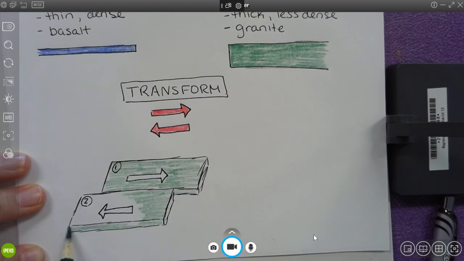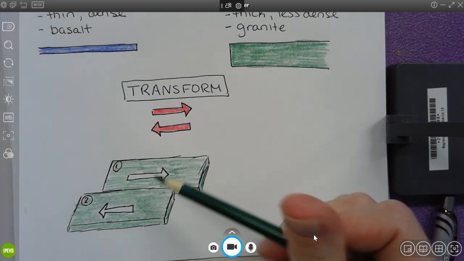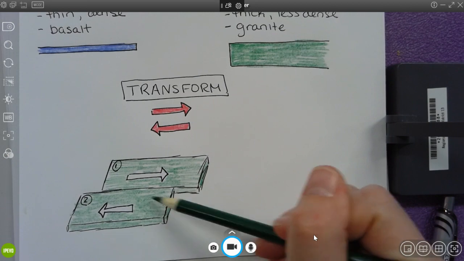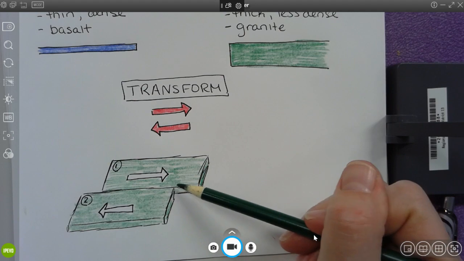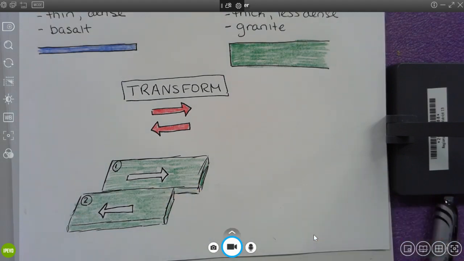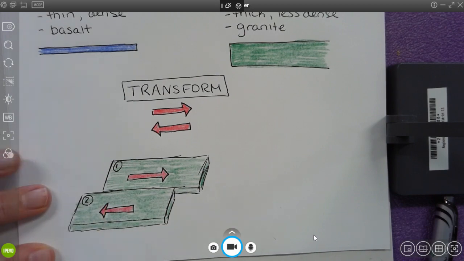Now the thing with a transform boundary, one thing to take note of, okay, these arrows are showing relative movement. What this means is only one of these plates may be moving. So let's say of these plates, 1 and 2, only 2 might be moving. But the relative movement of them is what is shown by the arrows. Okay, so the one on the top appears to shift to the right relative to the one on the bottom, which is shifting to the left.